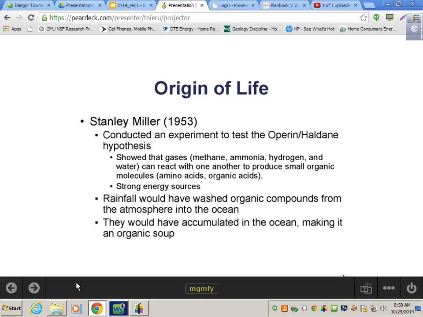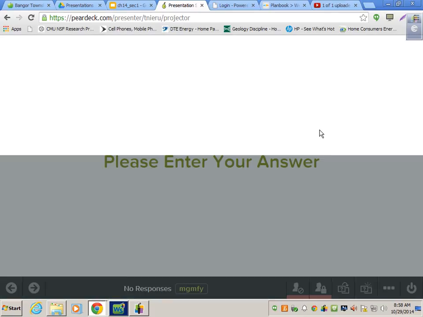Well, the Earth had the sun and lots of lightning because that early atmosphere was very, very violent or very unstable, we'll say. Rainfall would have washed organic compounds from the atmosphere into the ocean, and they would have accumulated in the ocean, making it an organic soup. Well, this sounds awesome, except for one thing. What would early Earth have been missing that it now has?